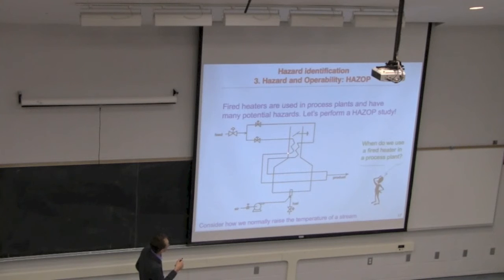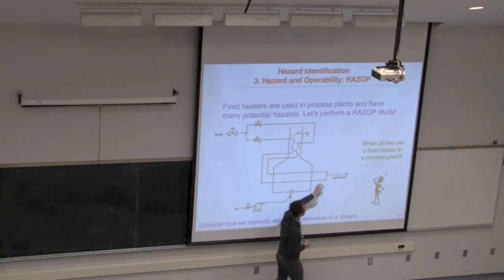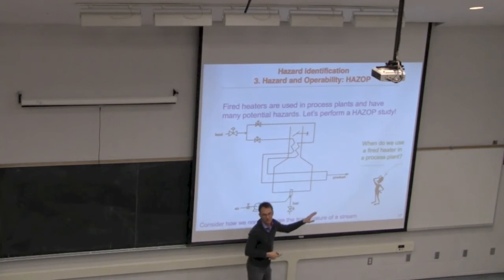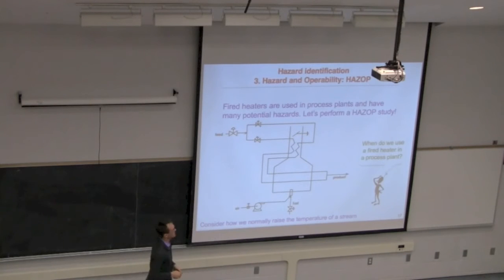Notice I send those in through the flue stack first, so I'm using that to recover some of the heat in my flue stack as well. And I'm sending it through the main part of the flame. This will heat it up, and we send that off to be processed in some sort of reactor or whatever the next step is. Okay, so where would we use these sorts of fire heaters in a process?